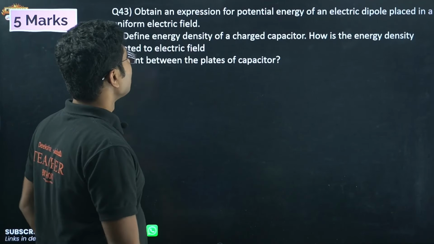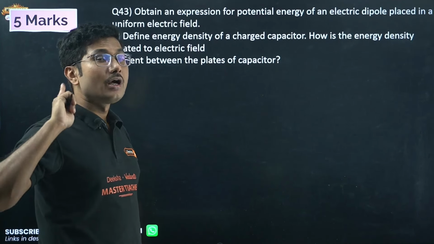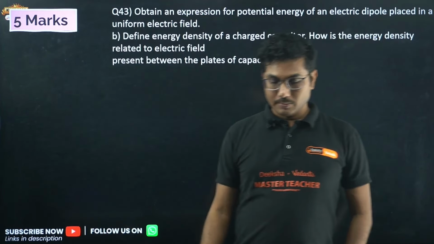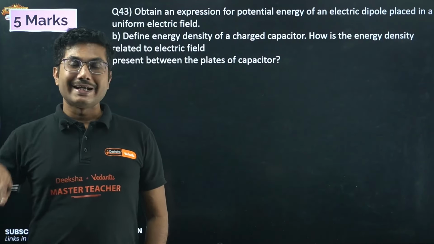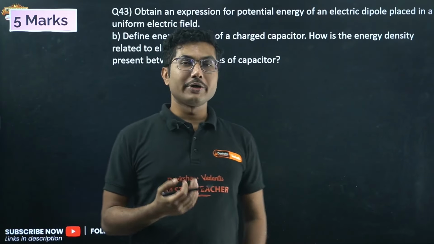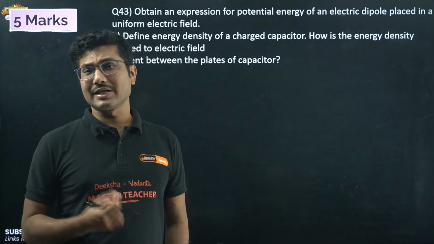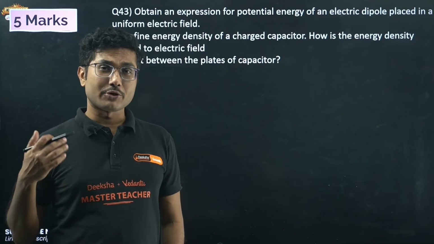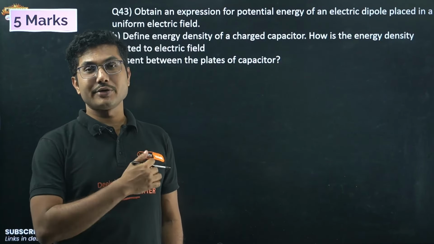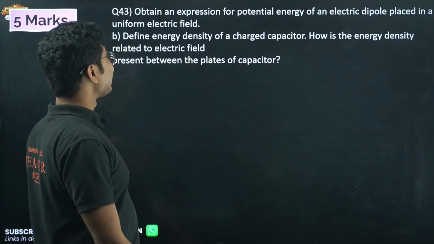Okay, so let's see. First we will do the expression for potential energy. This is not the expression for electrostatic potential. Electrostatic potential for a dipole never came in board exams. It did come in some of your college exams, but because your pre-board exam paper is coming from district administration, there is a very less chance of that electrostatic potential due to a dipole coming. Electrostatic potential due to a dipole is a completely different derivation. Here we are doing the electrostatic potential energy of a dipole in an external electric field.